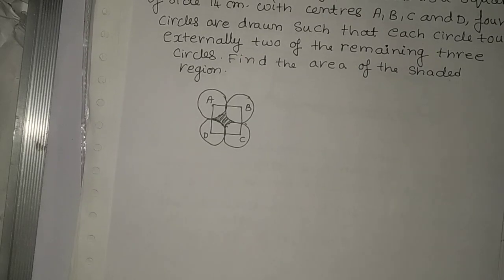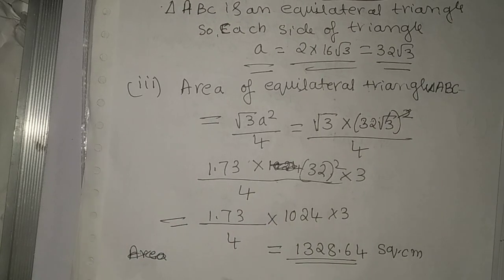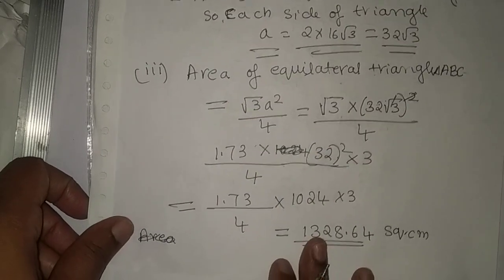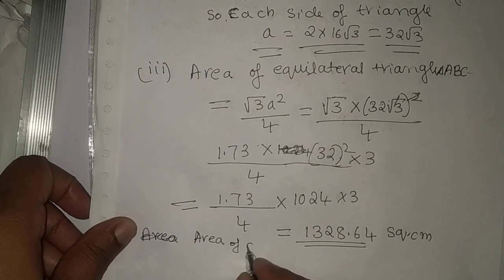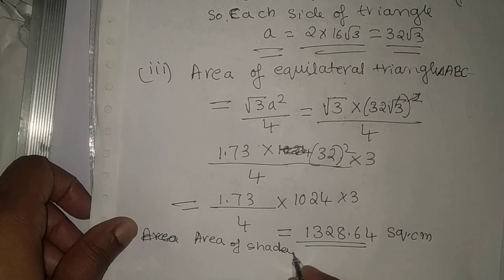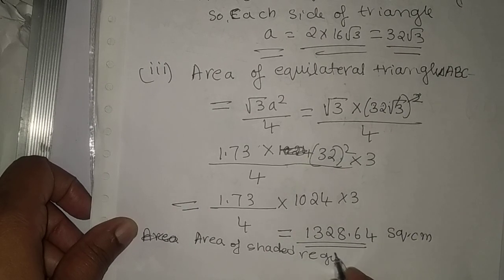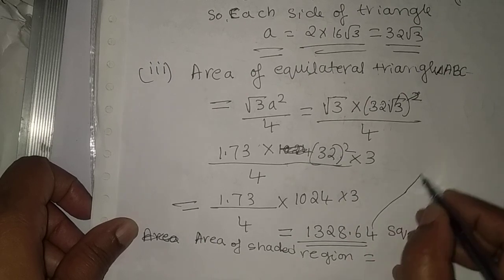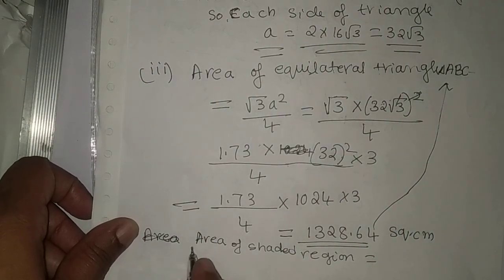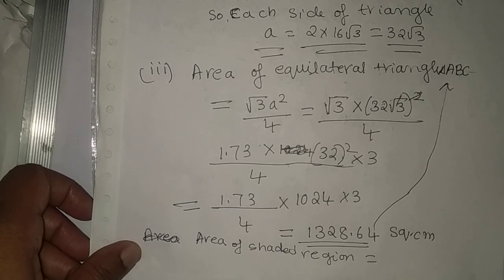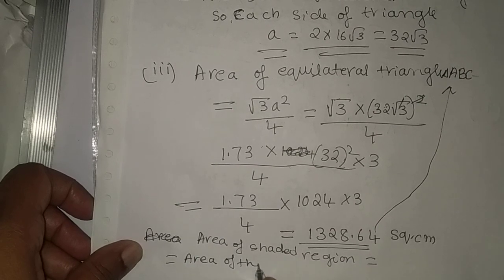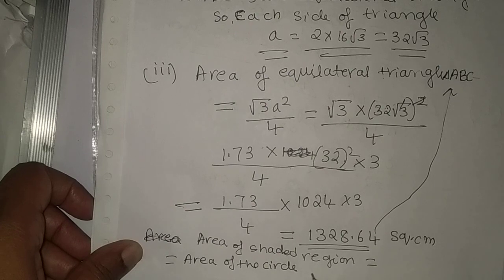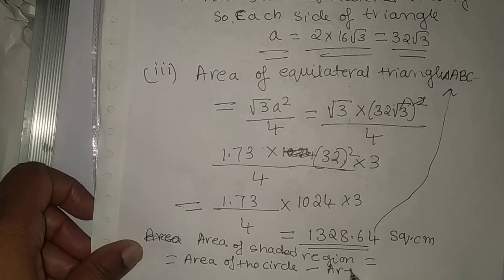So here, area of shaded region is equal to area of the circle minus area of an equilateral triangle.